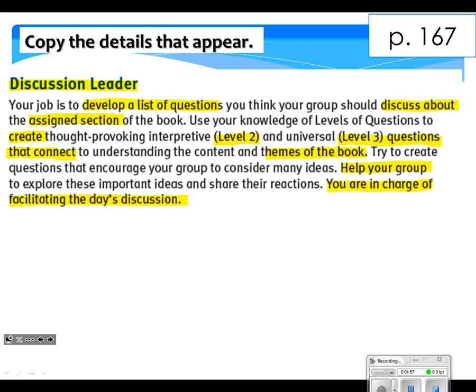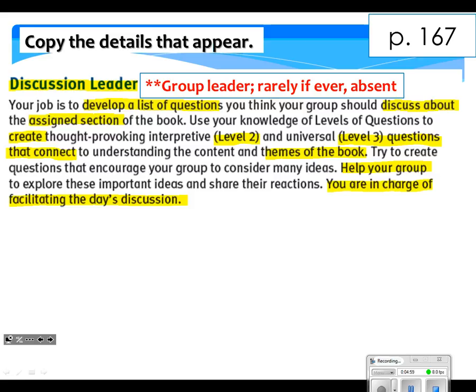Now, characteristics of a discussion leader that I want you to write down. This person is rarely, if ever, absent. Someone who's absent should not be the discussion leader because they're not quite sure what's been happening in class or how they should tackle having a conversation with one another. There's some people that aren't here today because of prior responsibilities, but they cannot be a discussion leader. They haven't been here. They're not going to be able to take on that responsibility.